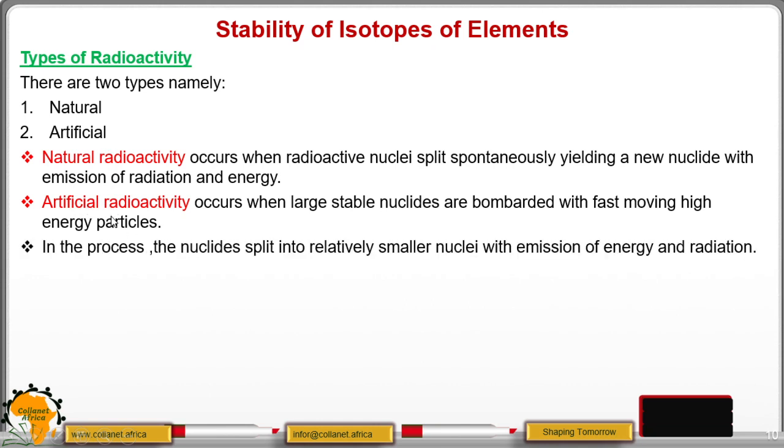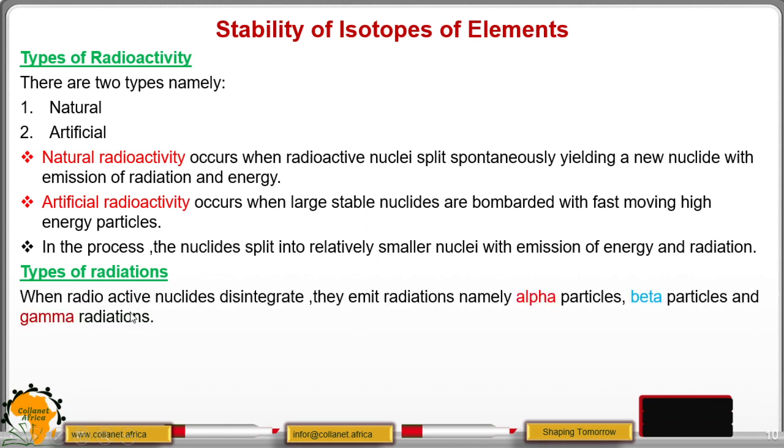So those are the two types. Now in the process, the nuclides split into relatively small nuclei with emission of energy and radiation. So in other words, in both natural radioactivity and artificial radioactivity, there is emission of radiation and energy, or emission of particles and energy. Then we move to types of radiations.